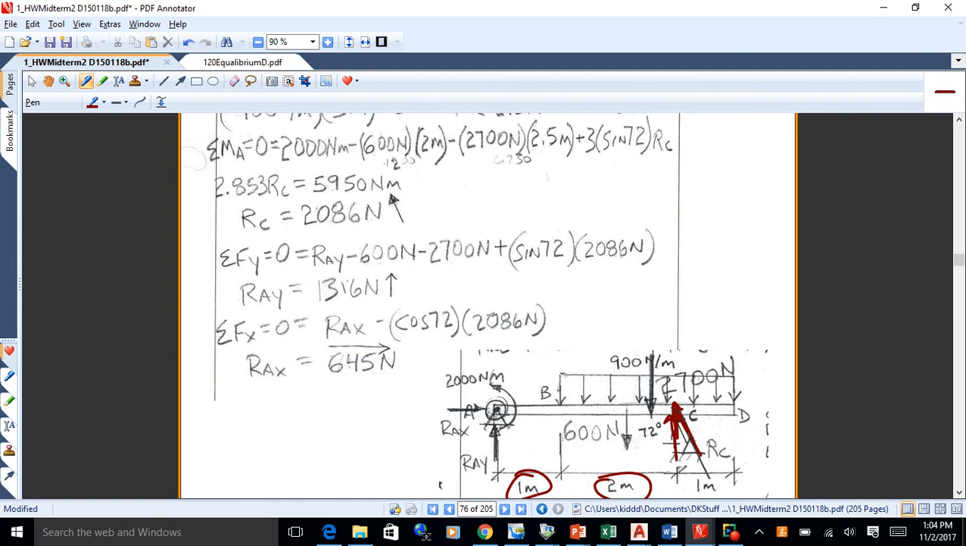So the methods are pretty similar to any other problem. You get a good free body diagram with dimensions. Before you create the free body diagram, it's a real good idea to know where you're going to take moments about, because you want to dimension from that point to all the forces. That way you can do the moments pretty readily, okay?